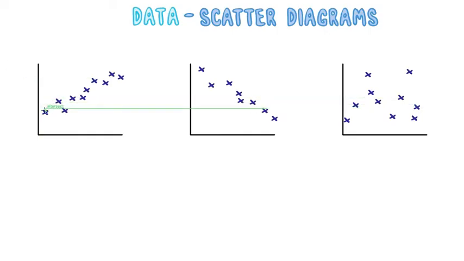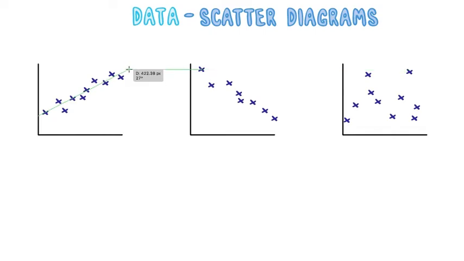So you want to use a ruler for this. I always suggest your transparent ruler. And the rule is that you want to try and get as many points above the line as below the line, and you also want to get your line going through as many of the points as possible. So use a sharp pencil and make sure that you line it up before you draw it.